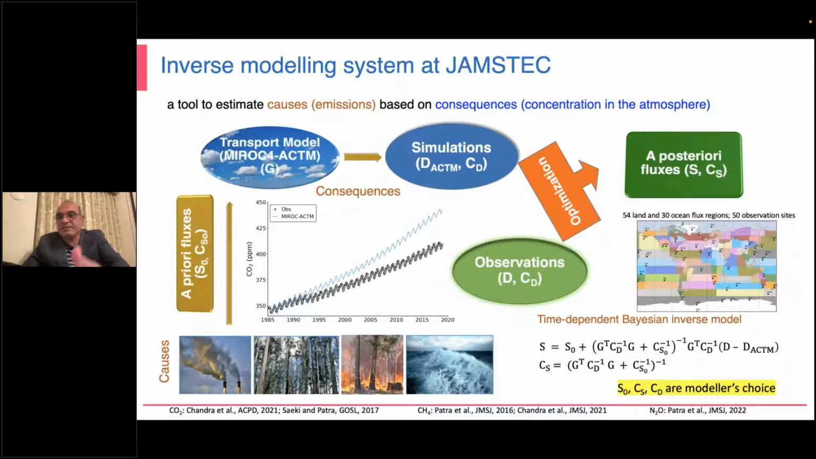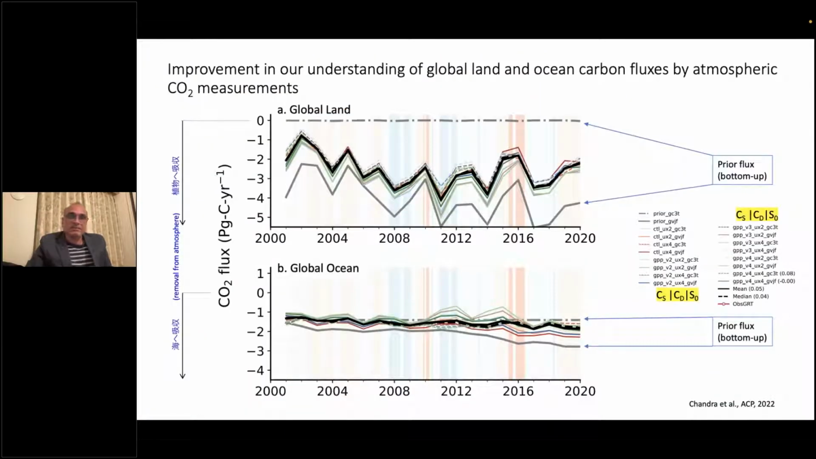But the problem in this case is that we have, let's say, 54 regions, and the sites are very few, so it's an underdetermined system, and then we have to make a lot of approximations for the parameters in these equations. And we had been using only one parameter setting so far, but very recently we have moved to using an ensemble of multiple inversions. In this case, we have done 16 inversions, starting with very different bottom-up estimations.